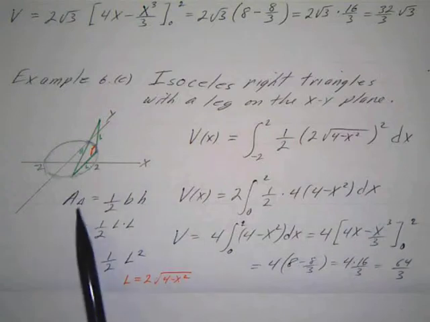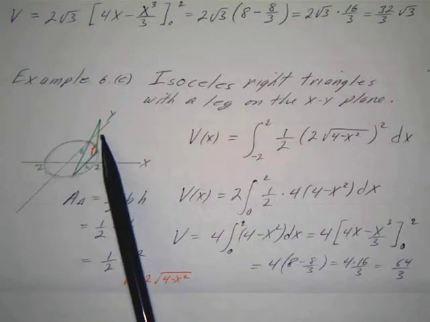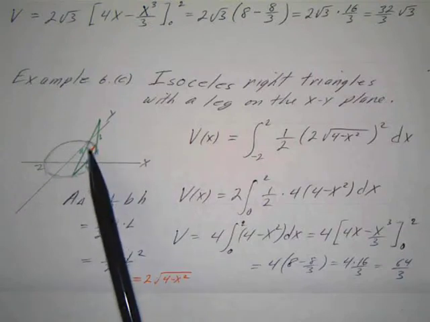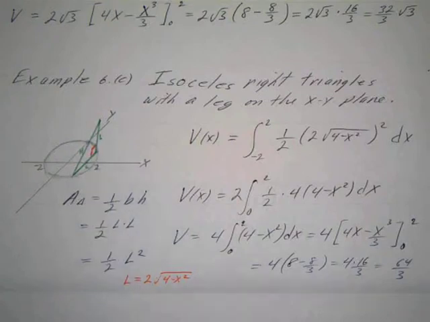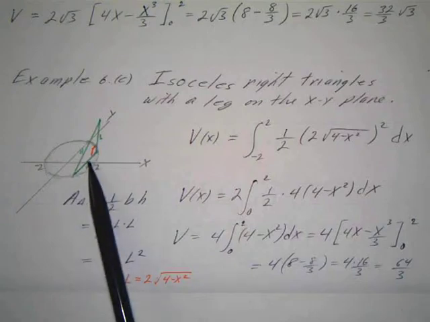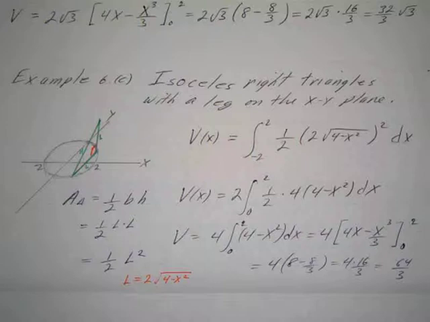So the area of a triangle is 1/2 base times height. Well, since the legs of an isosceles right triangle are both the same, and they are perpendicular to each other, they actually form the legs of a right triangle, and we have the hypotenuse. In other words, we can use one as the base and one as the height. So the area of an isosceles right triangle is just 1/2 leg times leg, or 1/2 leg squared. That's the same thing as base times height.